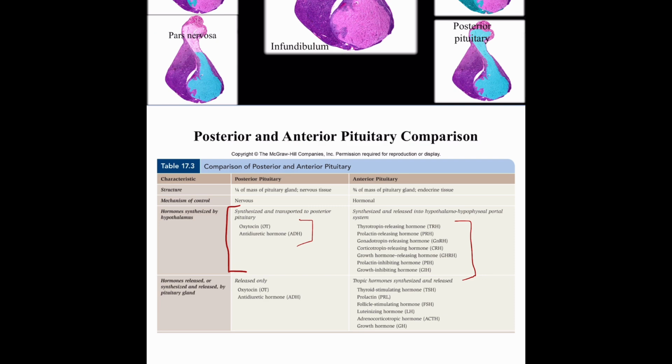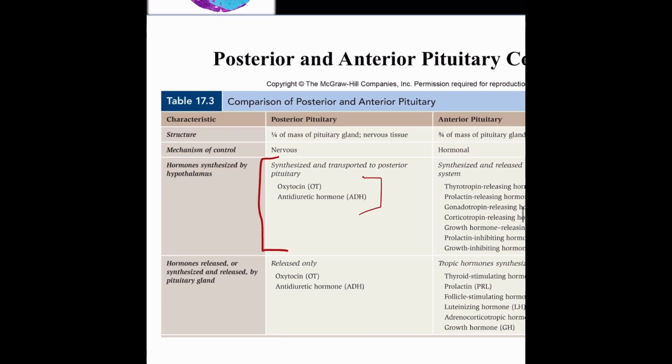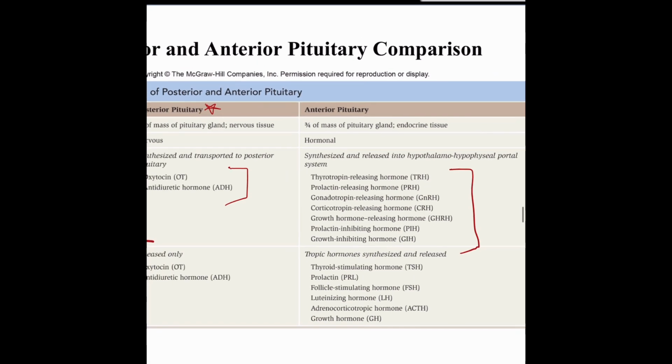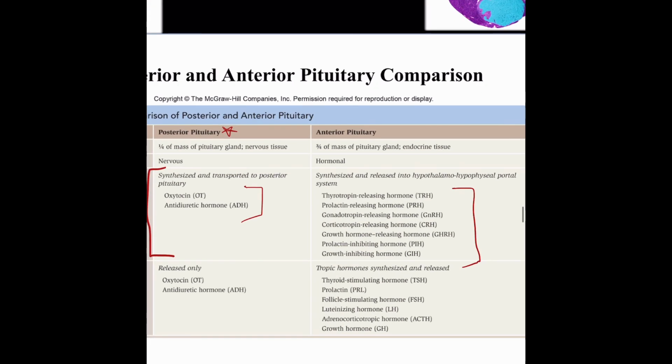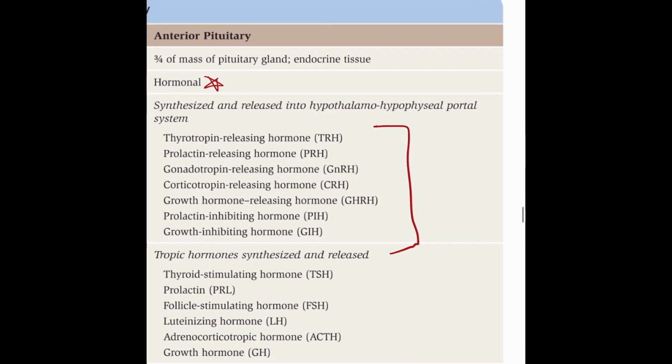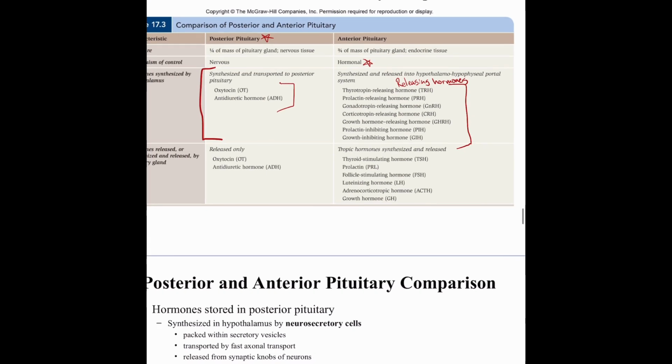Hormones synthesized by the hypothalamus, you have your oxytocin and antidiuretic hormone, and that is for the posterior pituitary gland. Whereas your anterior pituitary mechanism of control is hormonal. So you need the hypothalamus to release a releasing hormone. These are releasing hormones, except for the prolactin inhibiting and growth hormone inhibiting hormone, which will then act on the anterior pituitary.